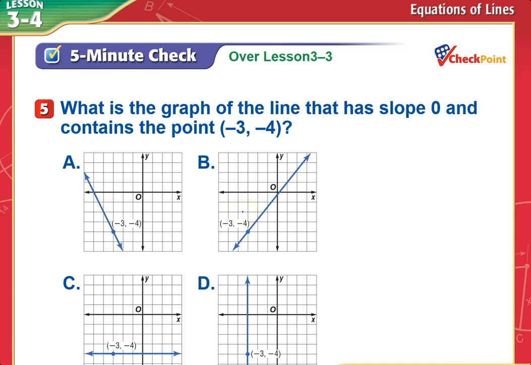What is the graph of the line that has a slope of 0? Well, slopes of 0 are horizontal lines, so the answer is C.